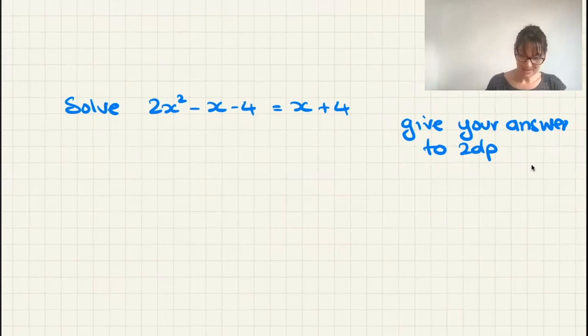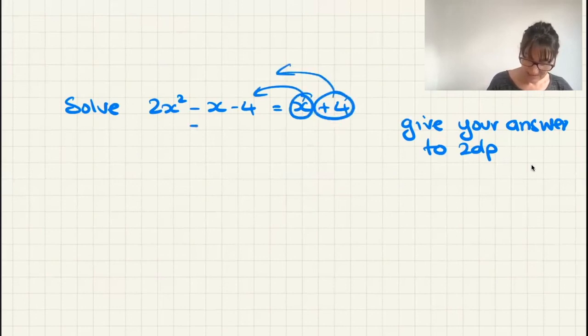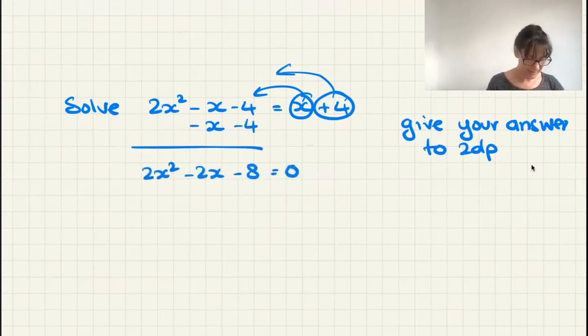Okay, so I'm being asked to solve a quadratic and it does not equal 0. So straight away, I am saying no. I have to sort that out before I even worry about what method I'm going to use. So the x and the 4 have got to go to the other side. So the x will land as minus x and the 4 will land as minus 4. So that is going to give me 2x squared minus 2x minus 8 equaling 0. So that is the quadratic I have to solve.